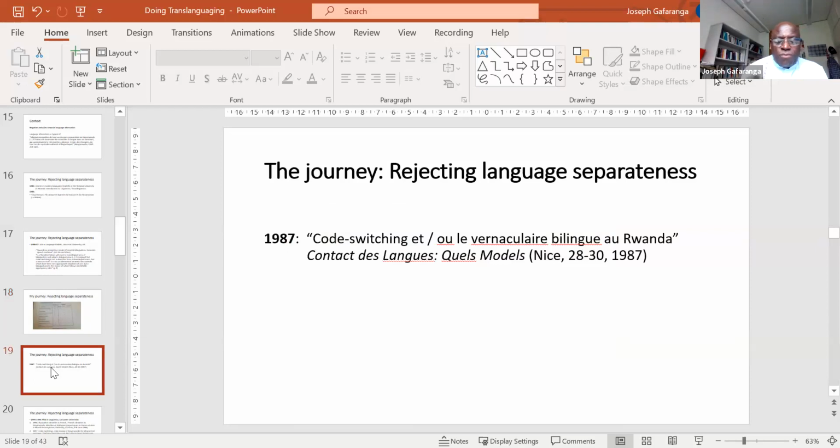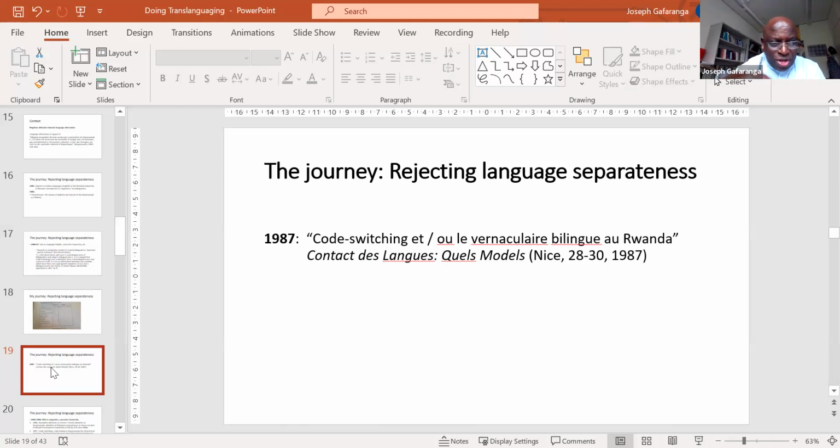On the way back from Lancaster, having completed my MA, I attended a conference in Nice, southern France, where I read a paper based on that dissertation. And the paper was entitled Code Switching et le Vernaculaire Bilingue au Rwanda, by which, again, code switching, I'm calling it a vernacular, that is giving it an identity, not seeing it as an alternation between two separate entities. It is an entity in its own right. At least that's what I was thinking.